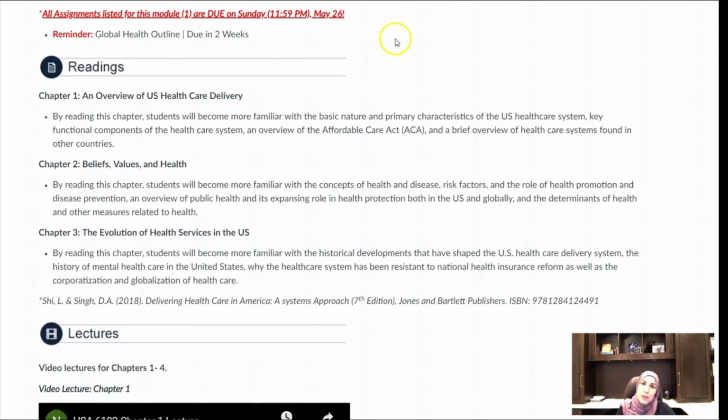Now, we are still on the first content page of this week's module. We have the readings listed. Chapters 1, 2, and 3 are assigned for this week. Chapter 1 is titled An Overview of the U.S. Healthcare System. Chapter 2 is titled Beliefs, Values, and Health. And Chapter 3 is titled The Evolution of Health Services in the U.S.